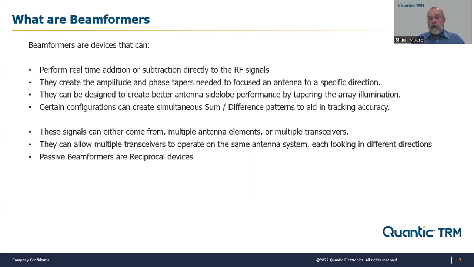The other nice thing that we talk about here with a lot of the things that Quantic TRM builds: we focus in our business primarily on building passive beamformers. These beamformers are reciprocal devices, which means they work just as well for transmit as well as receive. They're also, from a power standpoint, very efficient. So that adds a lot of advantages over many active technologies. From an efficiency standpoint, passive beamformers certainly have their advantages in the field.